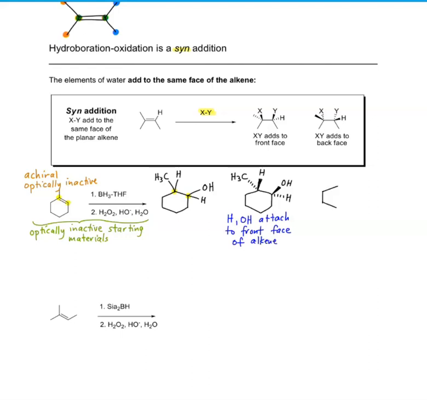And now let's draw the result where they attach to the back face. So we'll draw them both. We'll draw the bonds to both of them with dashed lines to indicate that they're going back. And the consequence of this is going to be to push forward the methyl group and to push forward this hydrogen. So this would be the result if the H and the OH attached to the back face.